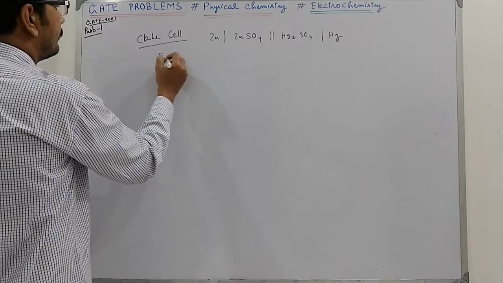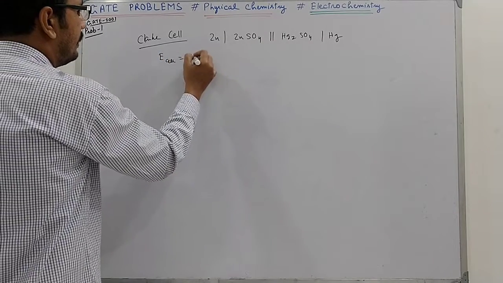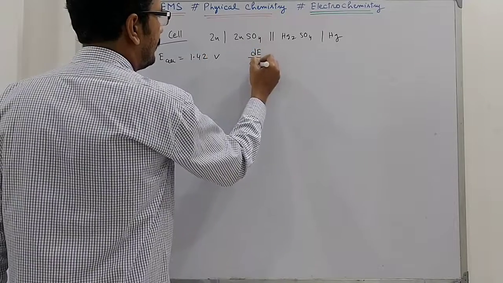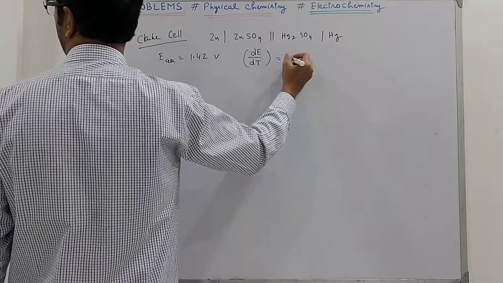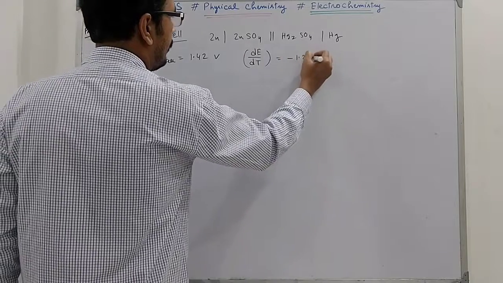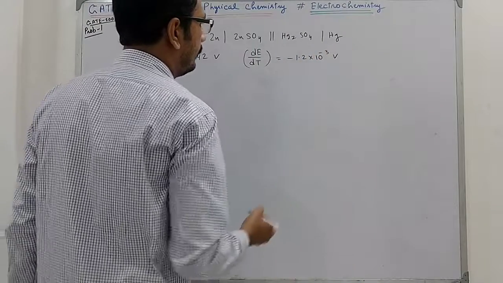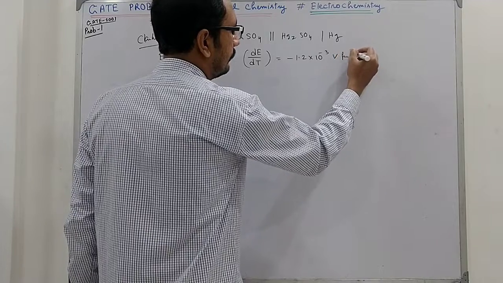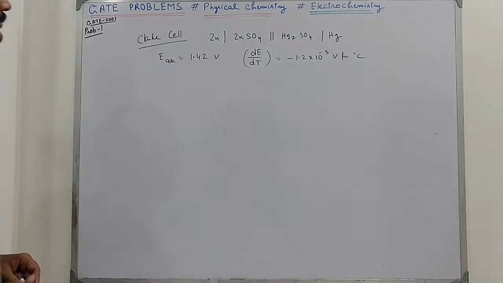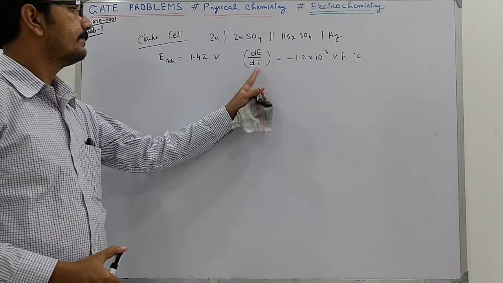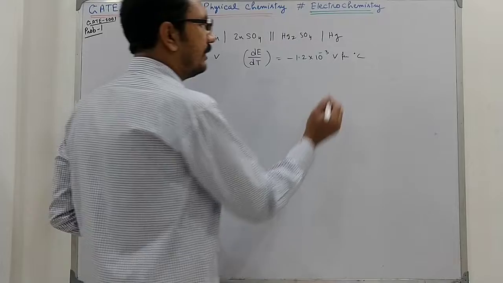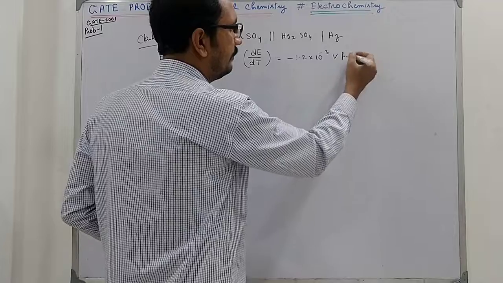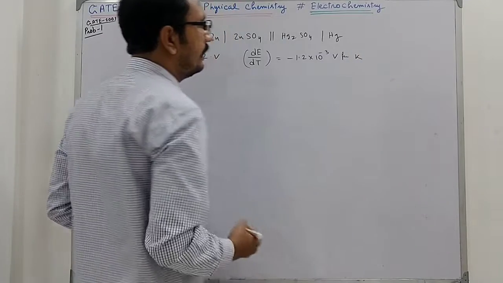And given is E cell equals 1.42 volt and also the temperature coefficient is given, it is minus 1.2 into 10 to the power minus 3 volt per degree centigrade. It is volt per degree centigrade. So since this is in absolute temperature and per degree centigrade is equal to per Kelvin, 1 degree centigrade equivalent to 1 Kelvin, we can write here volt per Kelvin.